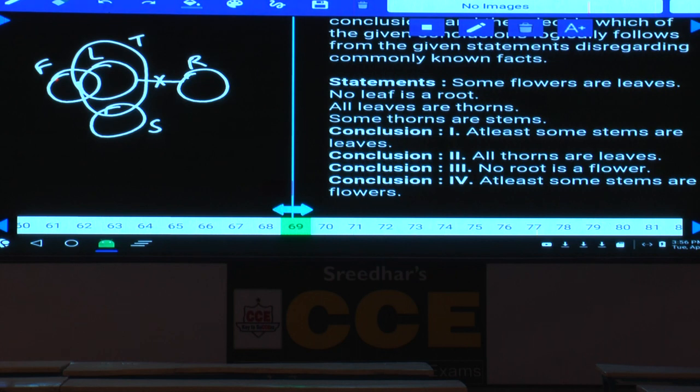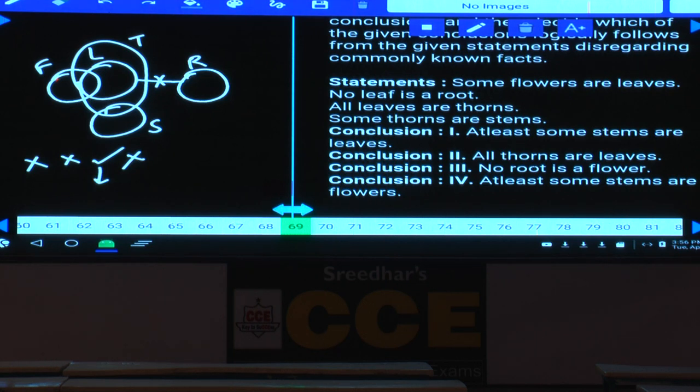Then the first one, some stems are leaves. Some of the stems are leaves, so that will be false. And second, all thorns are leaves. That is false. All leaves are thorns is true, but all thorns are leaves is false. No root is a flower, definitely true as of now. And some stems are flowers. Stem and flower, no intersection between these two, that is also false. And among these four conclusions, only the third conclusion followed.